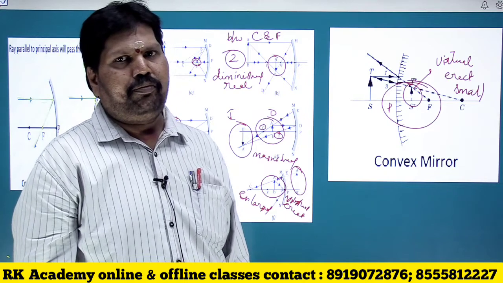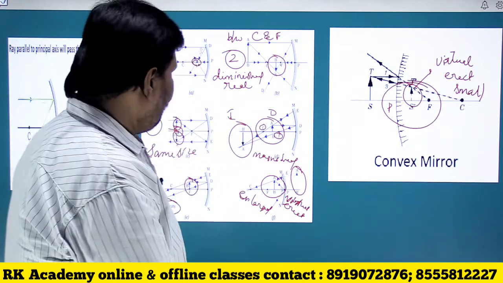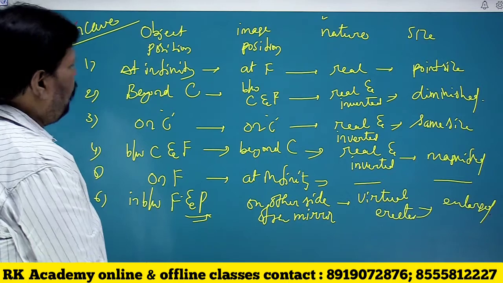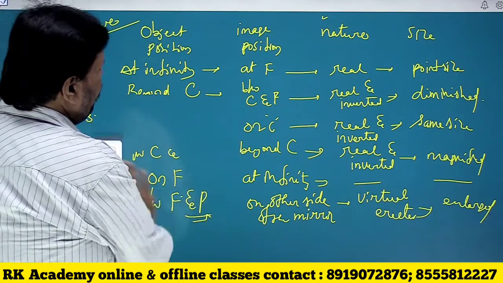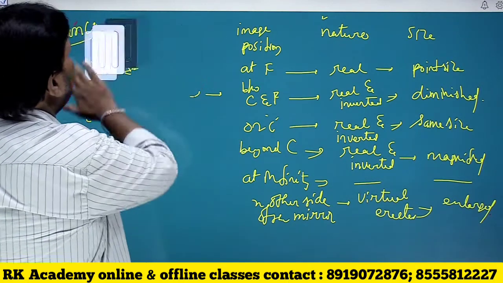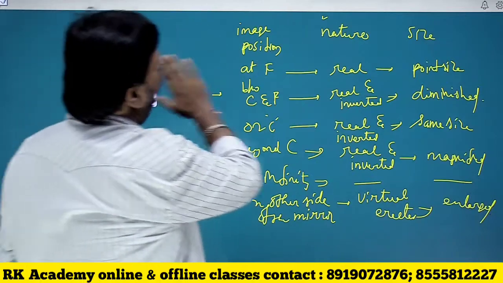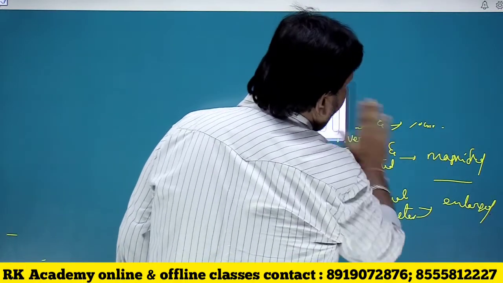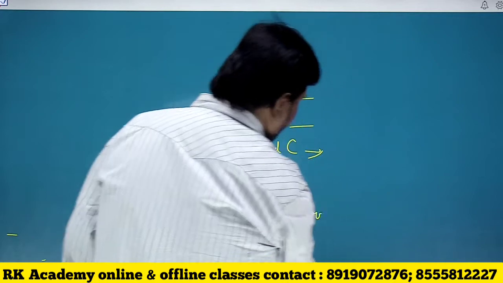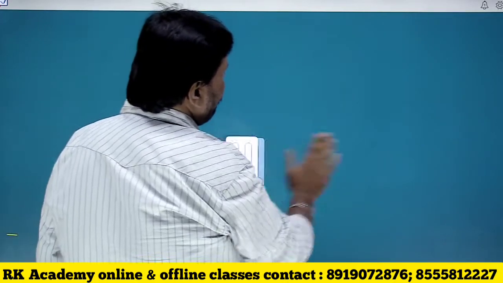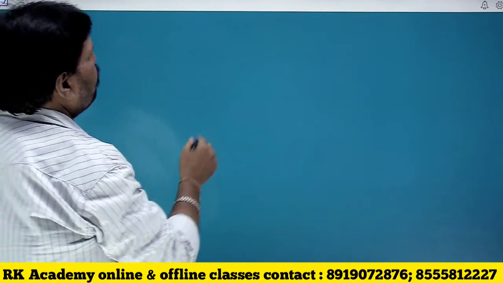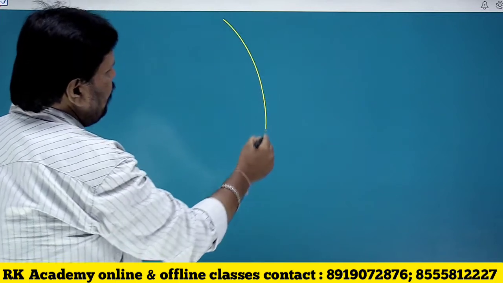Refraction phenomena. Okay, now let's come to the mirror formula. See, the mirror formula is nothing but the relation between object distance, image distance and focal length. Before understanding this, let us go with the sign conventions.